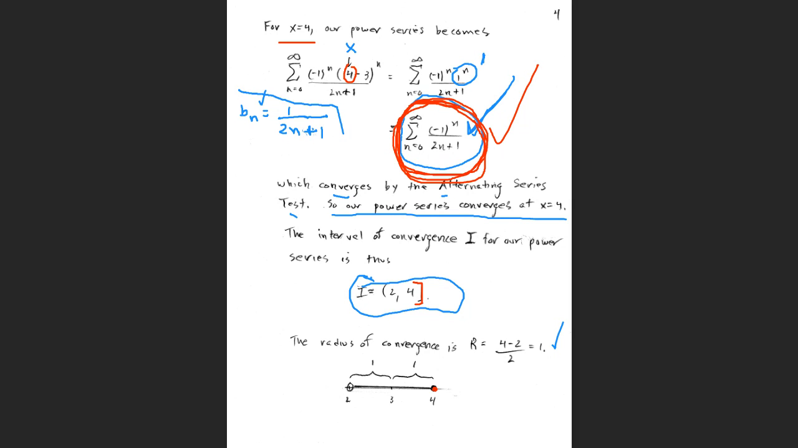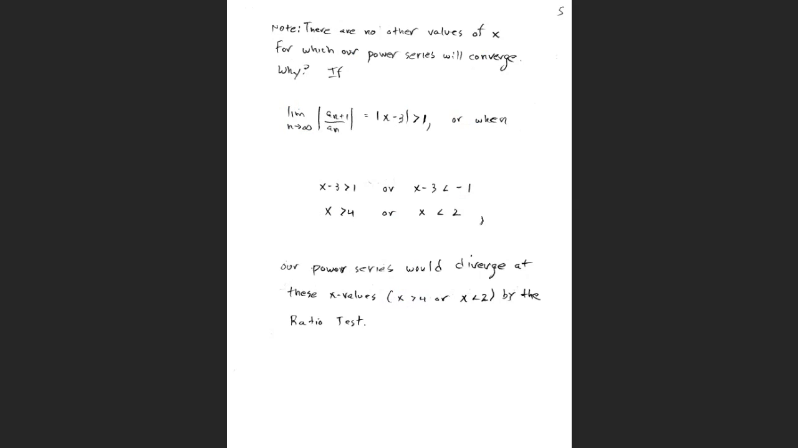So we can always ask now, are there any other x values that the power series could converge at that we need to worry about? And the answer is no. I'll just show you this. I think it's probably good just to mention it once. There are no other values of x for which the power series would converge.